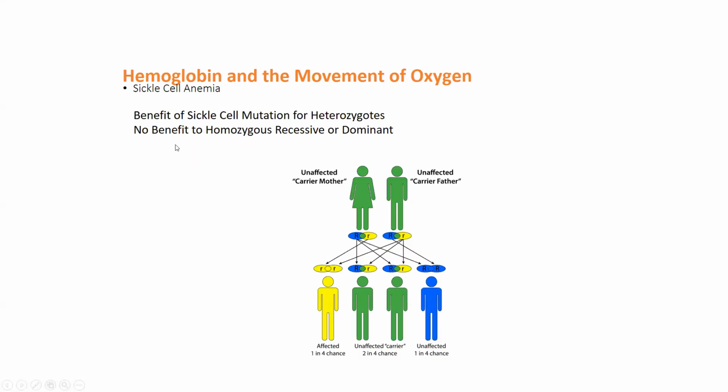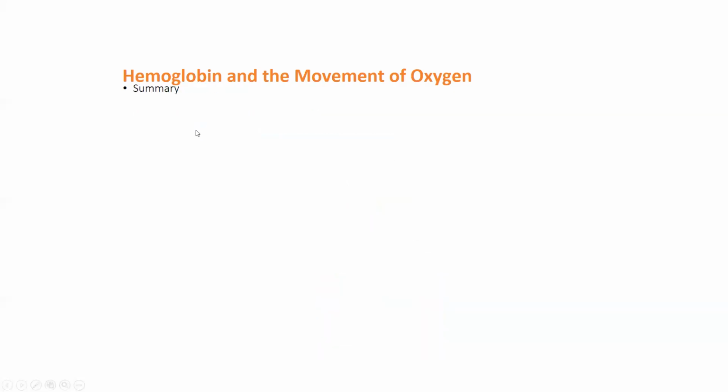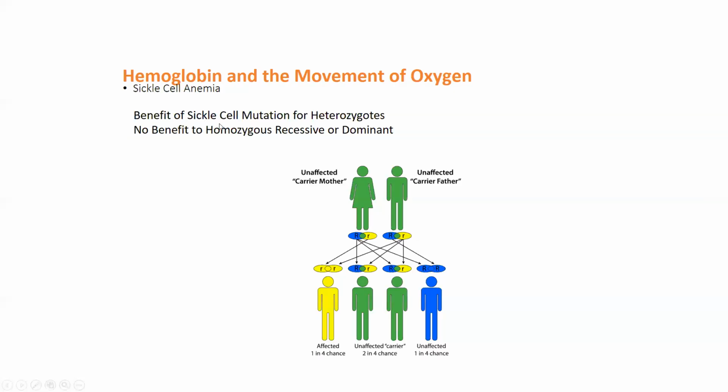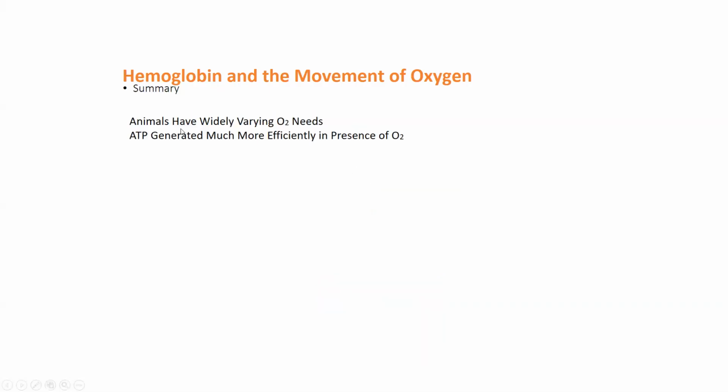Patients who have sickle cell anemia, they actually have a benefit, but not the homozygous, recessive or dominant. It is only the heterozygous. So the benefit of sickle cell mutation is for the heterozygous, not for the homozygous recessive or the dominant.